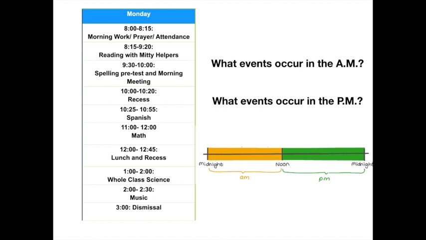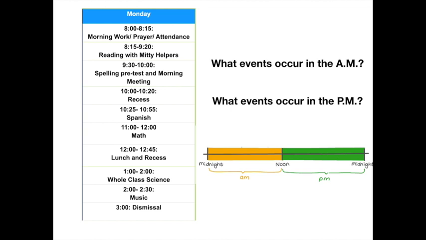So just as a reminder, the AM is any time after midnight, but before noon. So what activities on this list do you think would be after midnight, but before noon? Well, let's read it. From 8 to 8:15, we have morning work, prayer, and attendance. From 8:15 to 9:20, we typically read with our MIDI helpers. From 9:30 to 10, we do a spelling pretest and our morning meeting.